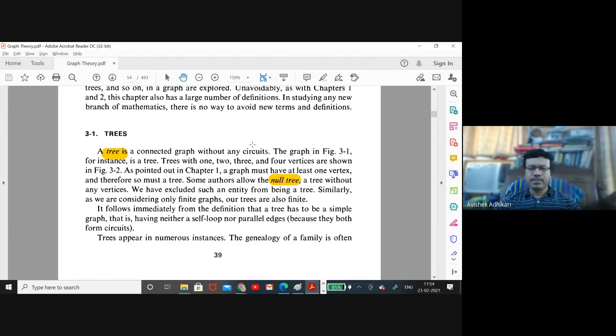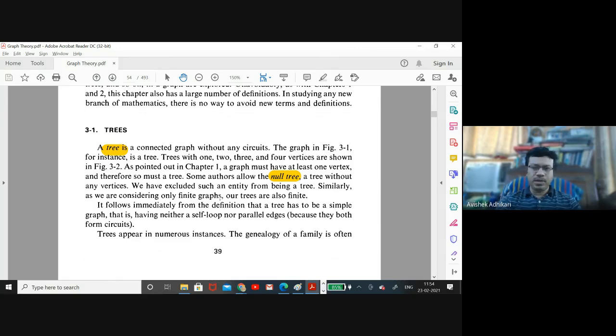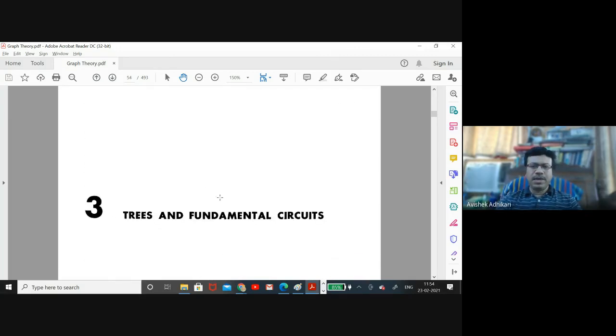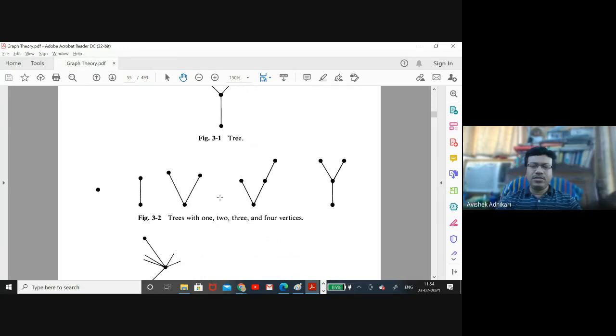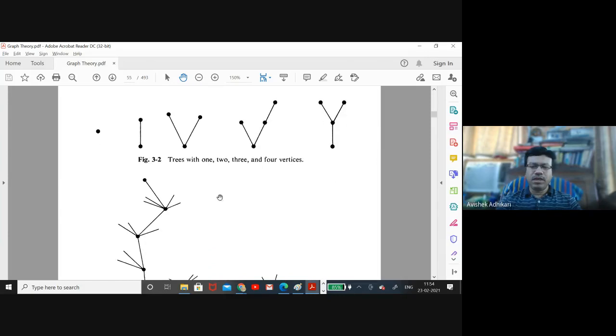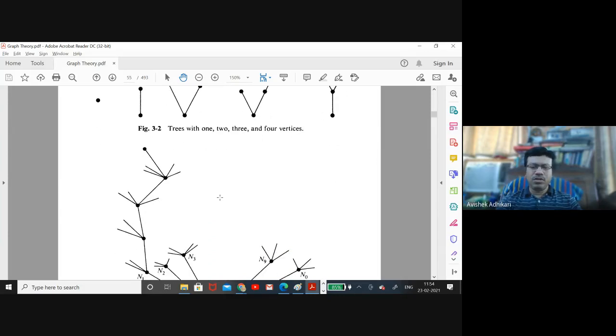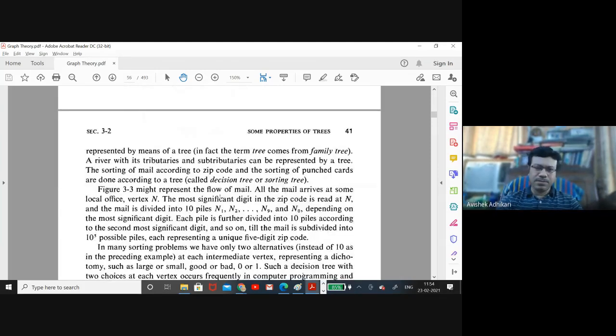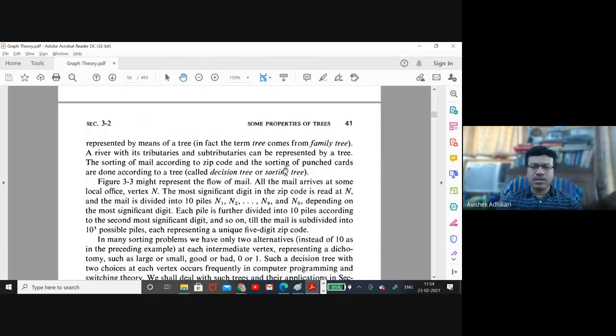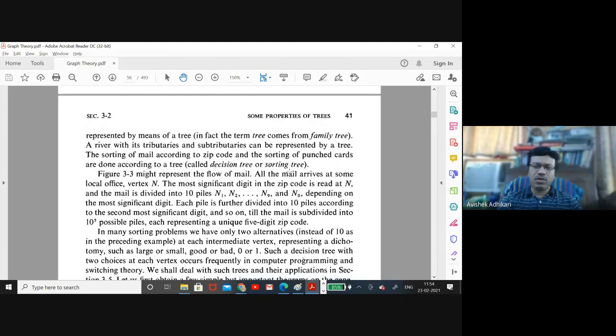Some authors allow the null tree, that means the tree without any vertices. Some authors do use this term null tree. There are plenty of applications of this. You can see that there are plenty of such trees with one vertex, trees with two vertices, three vertices and so on. So it looks nice. There are star graphs and all. As I mentioned, decision trees are very important.